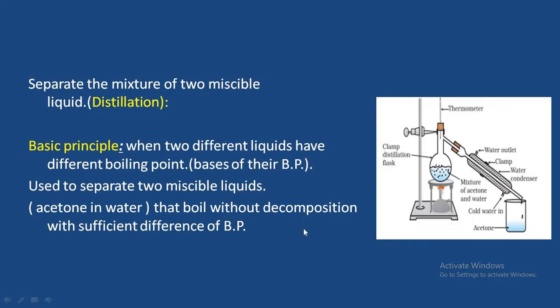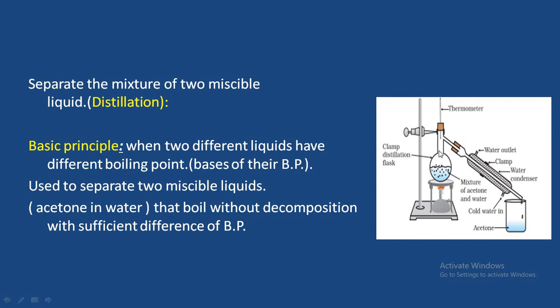Here is the diagram. Check this diagram, please. This is the flask. When we heat it, here is the mixture of acetone and water. This is the thermometer which is used to measure the temperature. Here we use the temperature of acetone, which is very low, likely 56 degrees Celsius.